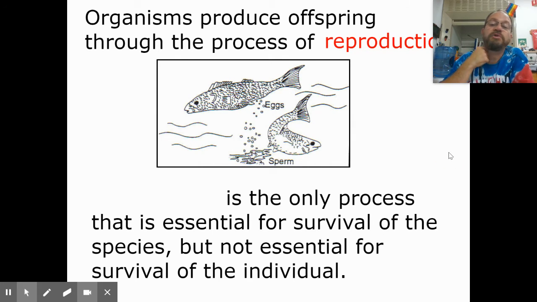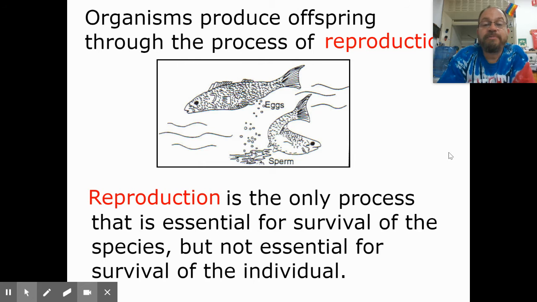Organisms produce offspring through the process of reproduction. In order to make more of something, they have to reproduce. And there are different ways that reproduction occurs, and not everything reproduces the same way. We'll talk about that too.